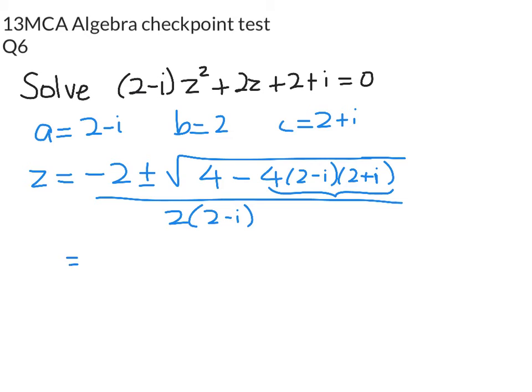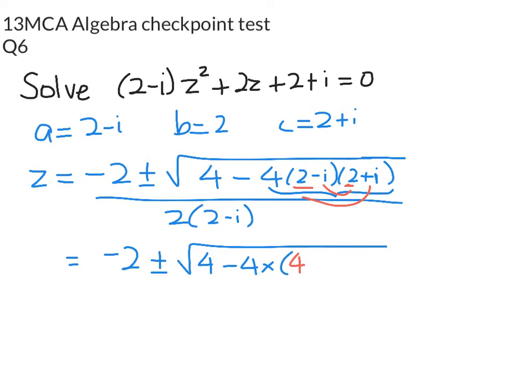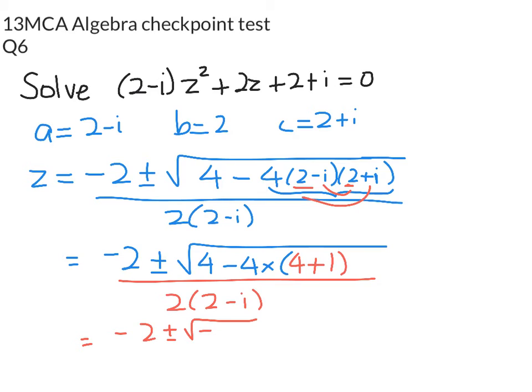So we're going to start by cleaning up the discriminant. We have negative 2 plus or minus the square root of 4 minus 4 times, right, so we're going to have 2 squared, 4, these go, and we have plus 1, divided by 2 times 2 minus i, which is negative 2 plus or minus root negative 16 over 2 times 2 minus i. So you can see that common factor of 2 is starting to really annoy me. We're going to deal with that on the next slide.